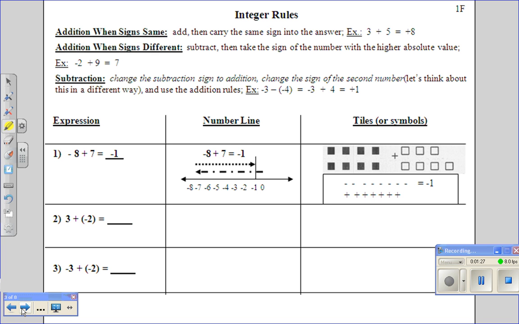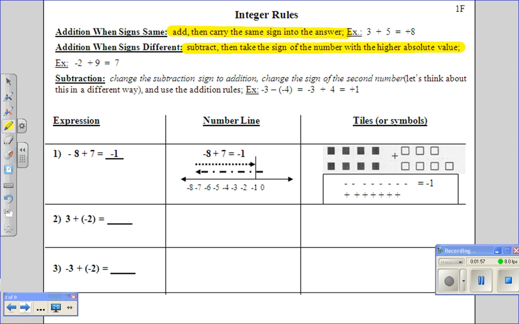It says adding when signs are the same: you're going to add and carry the same sign. So if they're both positive, it's going to be a positive answer. If they're both negative, it's going to be a negative answer. But when the signs are different, you subtract and then keep the sign of the larger number, which means the sign of the number with the higher absolute value, whether it's positive or negative. So that just depends on which number is bigger. You'll keep that sign. Okay, and then there's the example for that.